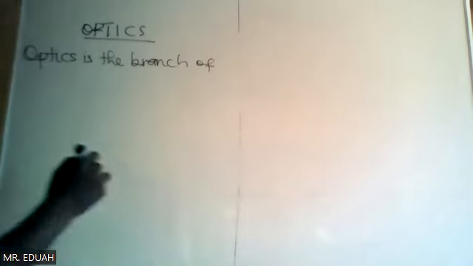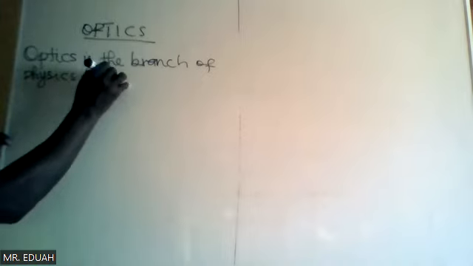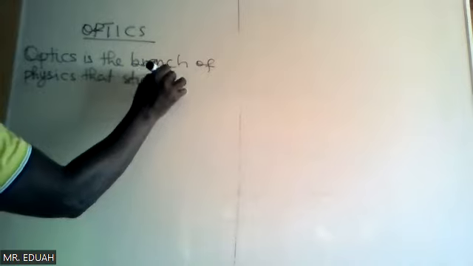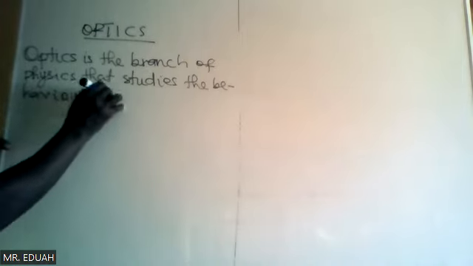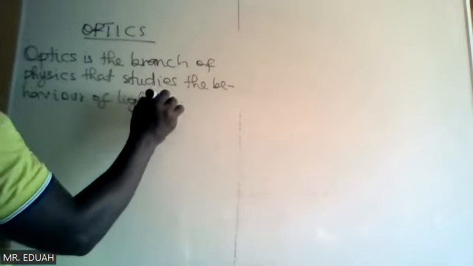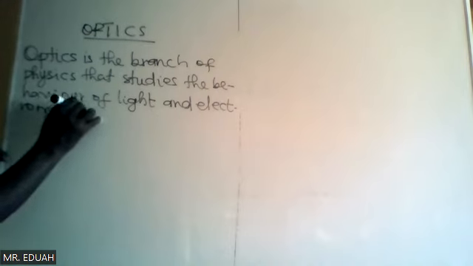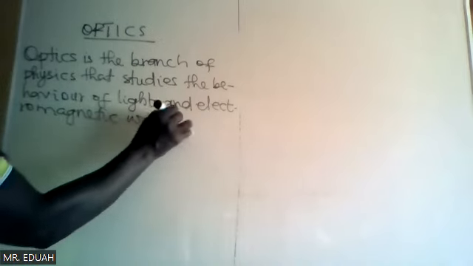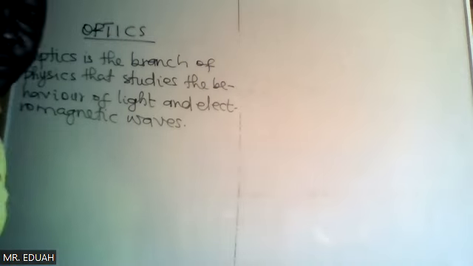Yes, please. Okay, so optics is a branch of physics that studies the behavior of light and electromagnetic waves. So under optics, we are looking at the general behavior of light. Okay, we are looking at the general behavior of light and electromagnetic waves. That is what optics is about.